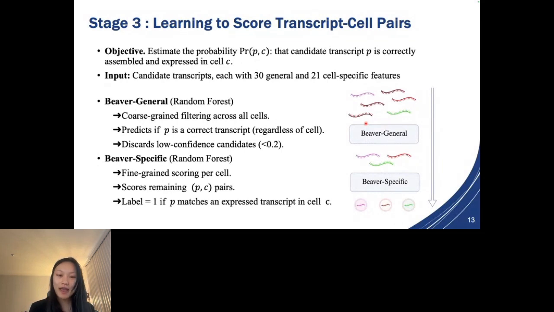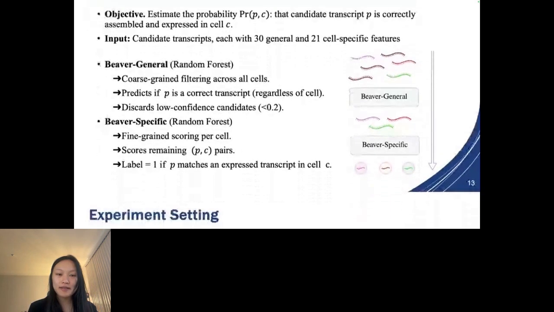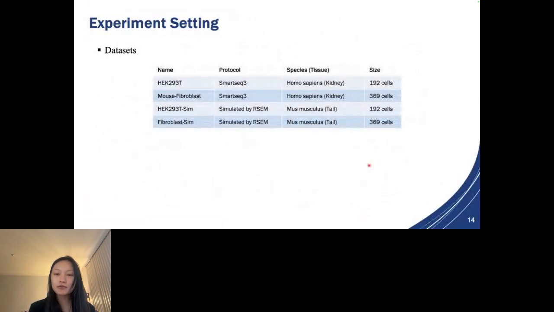For the candidates that pass the first stage, the cell-specific model provides a fine-grained score for each transcript-cell pair. It predicts the probability that a transcript P is specifically expressed in the cell C. To evaluate our method, we designed a set of experiments. We include two real datasets of human and mouse processed with the Smart-seq3 protocol.